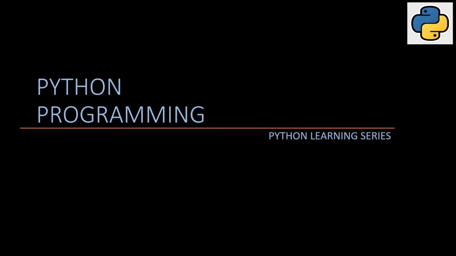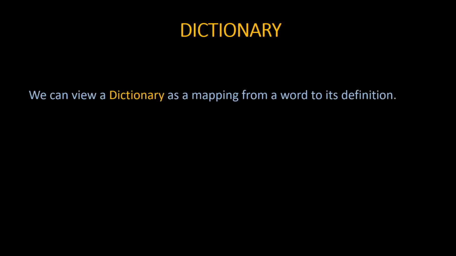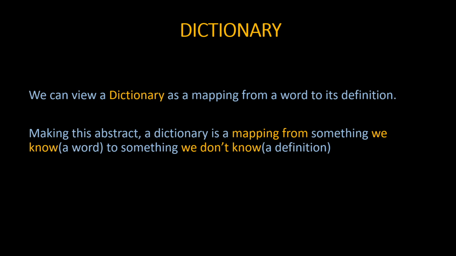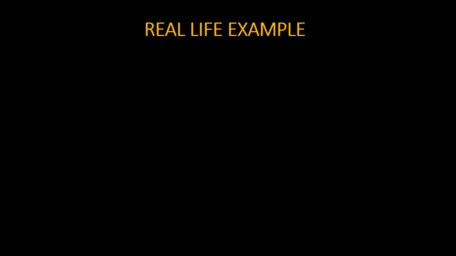In this lecture we're going to learn about Python dictionary. We can view a dictionary as a mapping from a word to its definition. That means a dictionary is a mapping from something we know, which is a word, to something we don't know, which is a definition. So let's take real life examples to understand the concept of dictionary better.